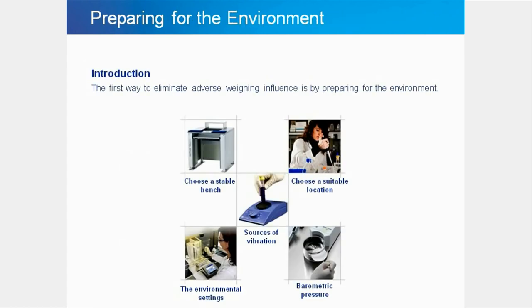The first way to eliminate adverse weighing influence is by preparing for the environment. This can be done by choosing a stable bench, stable location, checking the source of vibrations, setting environment, and by barometric pressure.